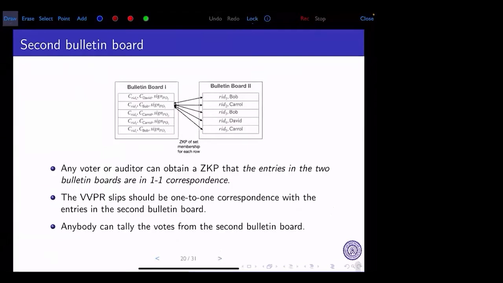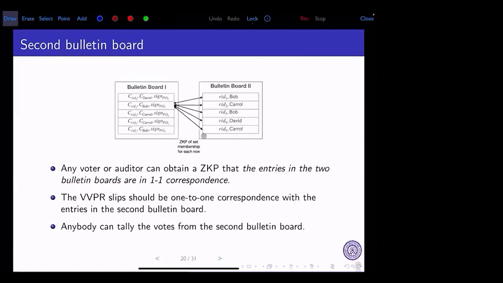Second bulletin board collected from the EVM, where we have all the RIDs and the clear text votes, right? So all the RIDs and the clear text votes are consolidated in a second bulletin board. Note that the elements of the first bulletin board are receipts. So these cannot be linked to the second bulletin board. If these are linked to the second bulletin board, then everybody will know who the person with this receipt had voted for, Karen, right, and so on and so forth.